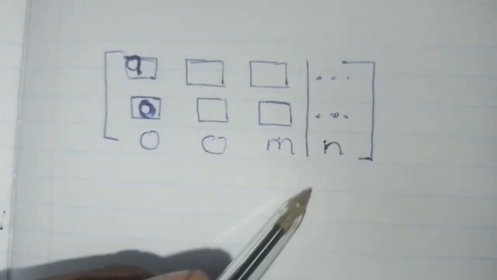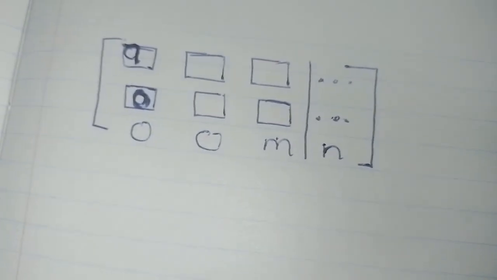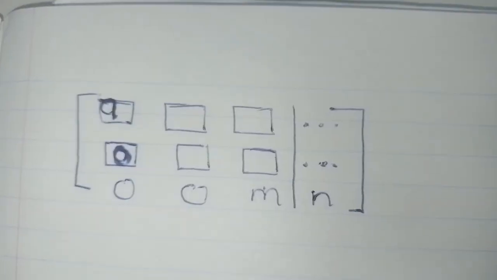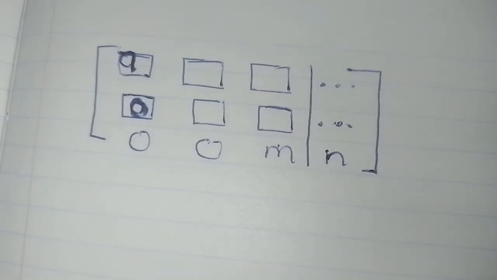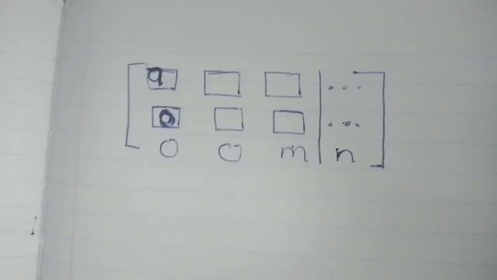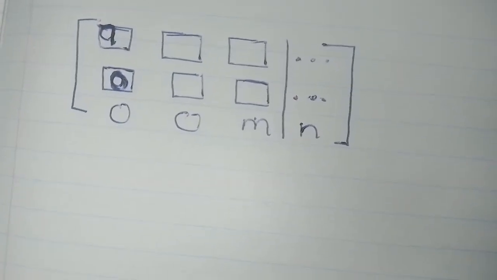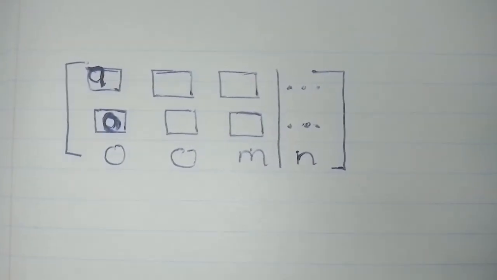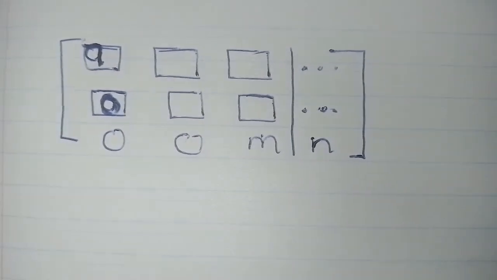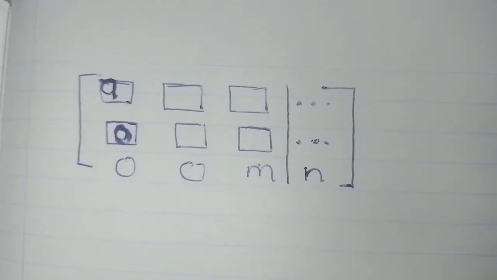Okay, so in this video, I'm just basically going to tell you about consistent and inconsistent systems, and how to tell when a system is inconsistent or consistent. If a system is inconsistent, that means it has no solutions, and if a system is consistent, that means you have either one or infinitely many solutions.